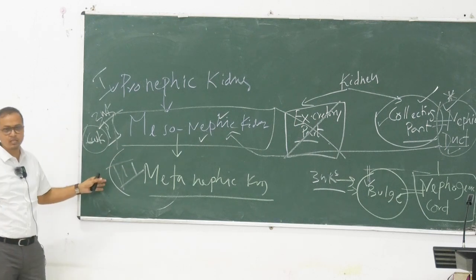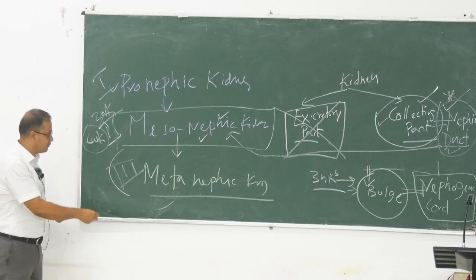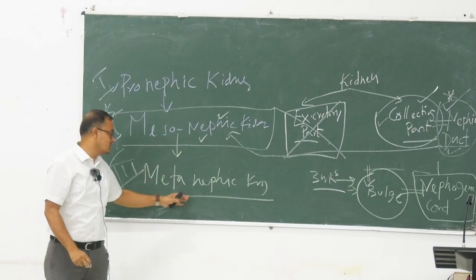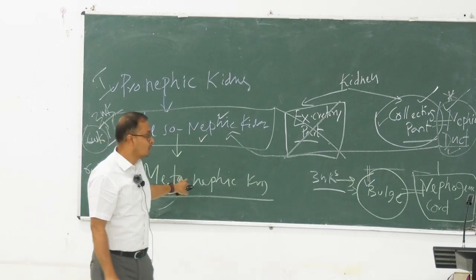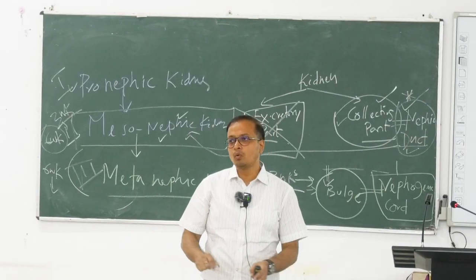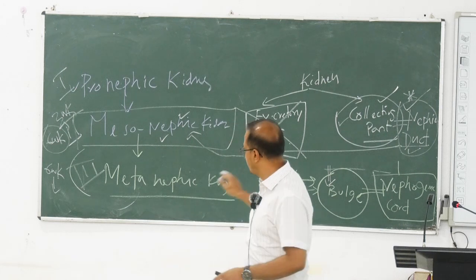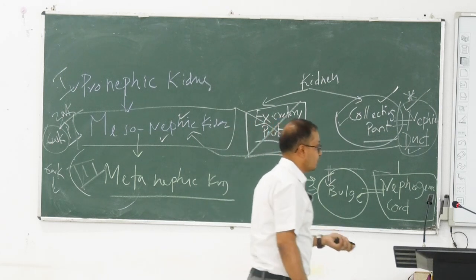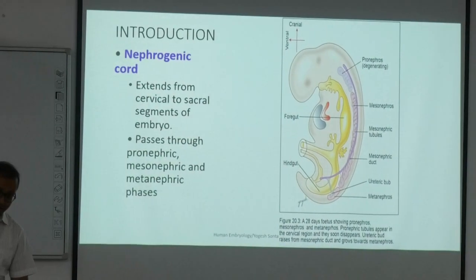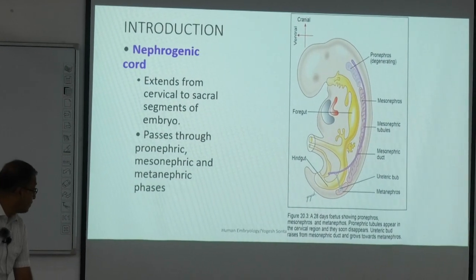And then at 6 weeks and beyond, basically the end of the 5th week, but we can take it as 6 weeks and beyond, we get the most advanced version of the kidney, the adult kidney. We call it the metanephric kidney. So pronephros develops in the cervical region, then the mesonephros in the thoracic region, and then we get the most advanced version, the metanephric kidney. We will talk about the metanephric kidney in detail in the subsequent parts.